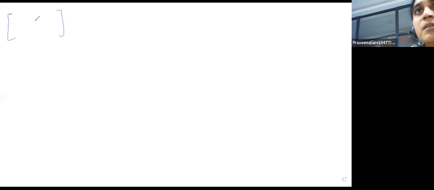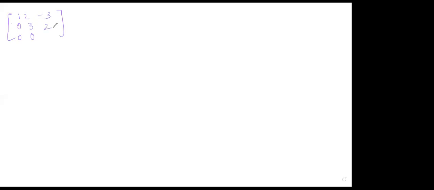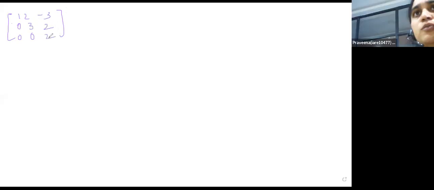Those who have copied: 1, 2, minus 3. Next here 0, 0. Tell me this row. Second row, next element, tell me. 3, 2, ma'am. 3, 2, 2. And next, 2. Here 2. Okay. And tell me the polynomial.